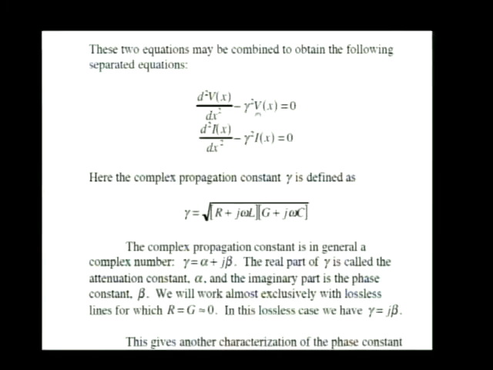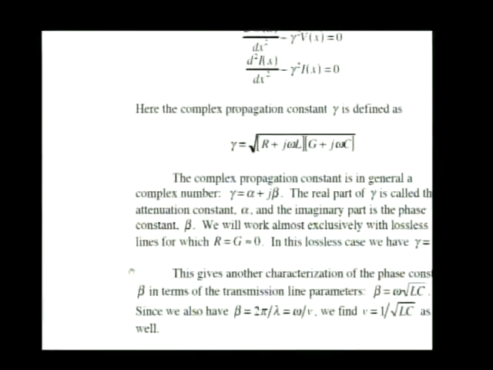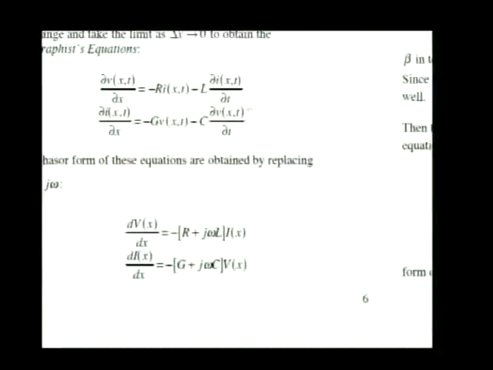Here's the form that the uncoupled equations will take. d squared V/dx squared minus some constant squared times V is equal to 0. Same thing for I, an identical equation for I, where that something, that gamma, I call the complex propagation constant, and it's equal to the square root of that stuff that appeared multiplying V and I in the original equations, R plus j omega L and G plus j omega C. Does everybody see how I'd uncouple those two equations? Everybody see how I got the next pair of equations?